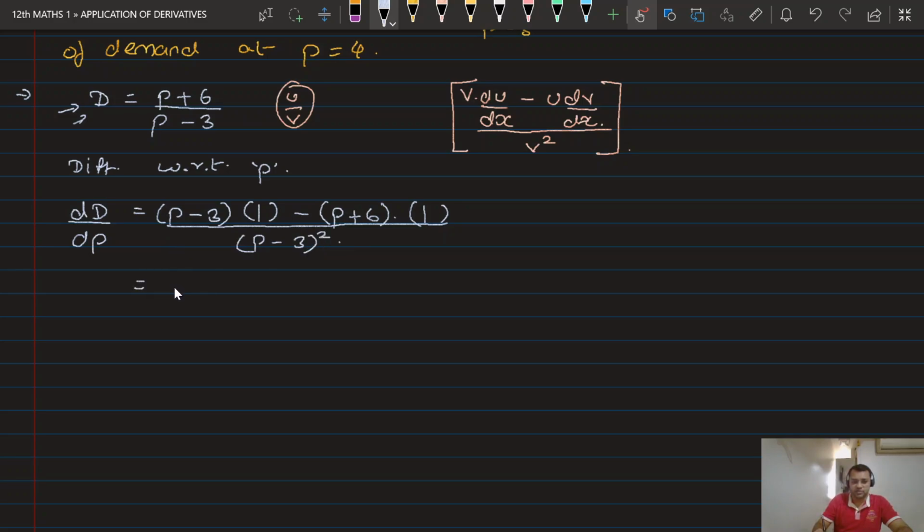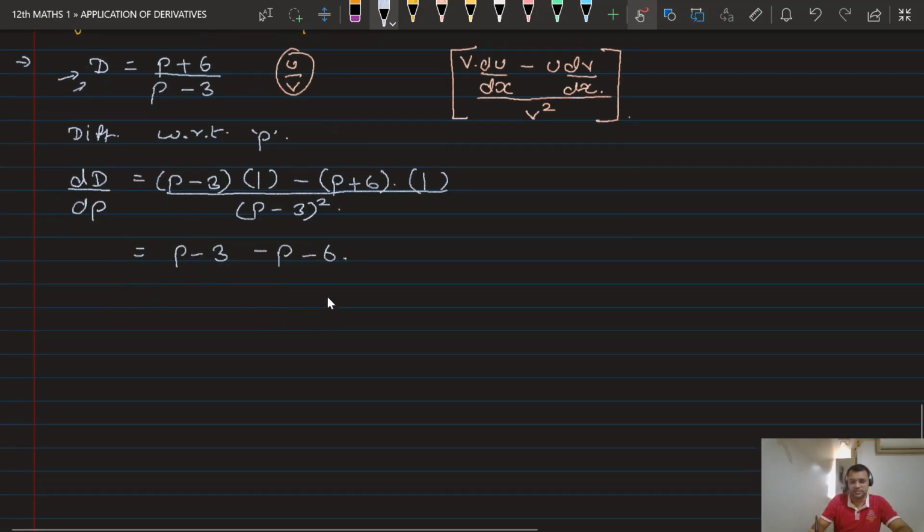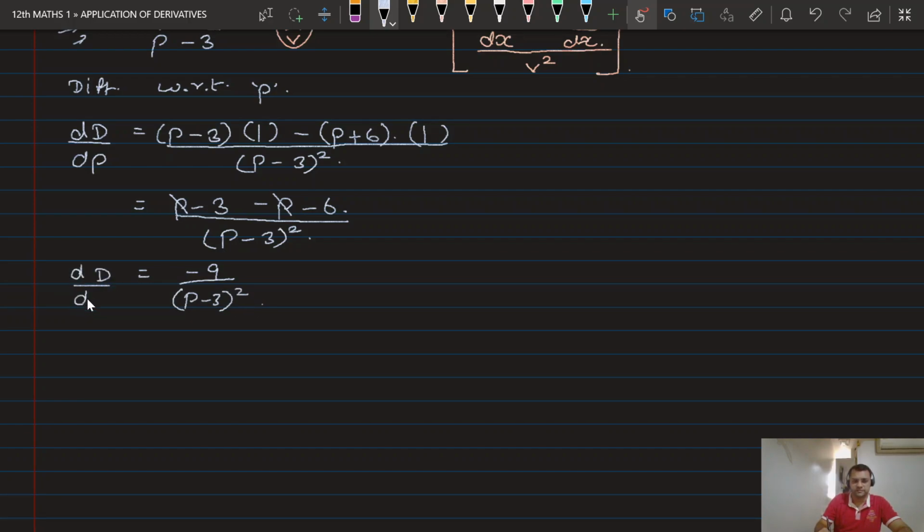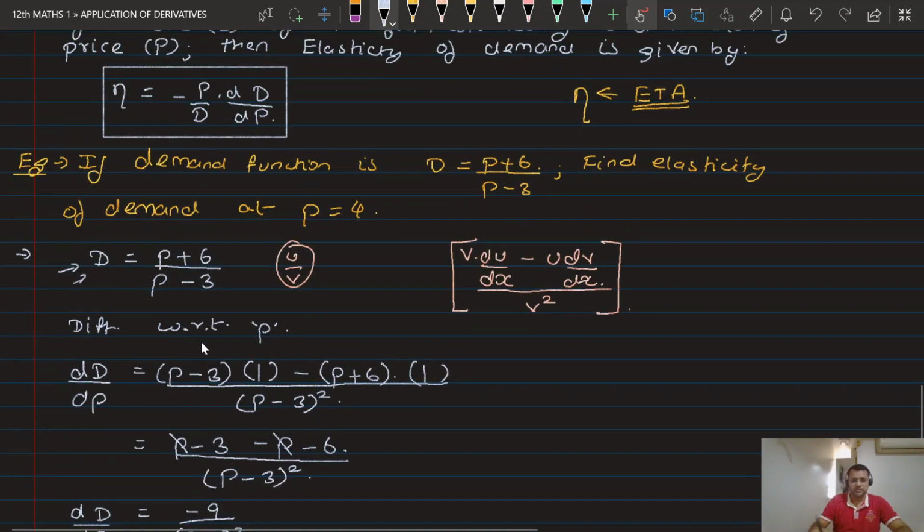Open the brackets in the numerator, p minus 3 minus p minus 6, divided by p minus 3 the whole square. Just get rid of that positive negative p, you get negative 9 divided by p minus 3 the whole square. So that is the value of derivative of demand with respect to price. But we need to find out the elasticity.